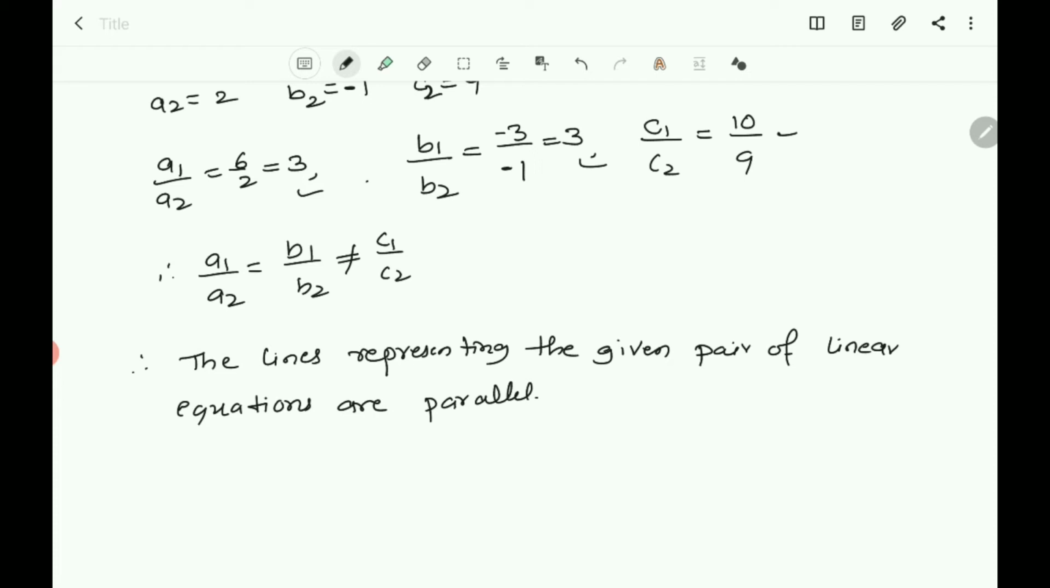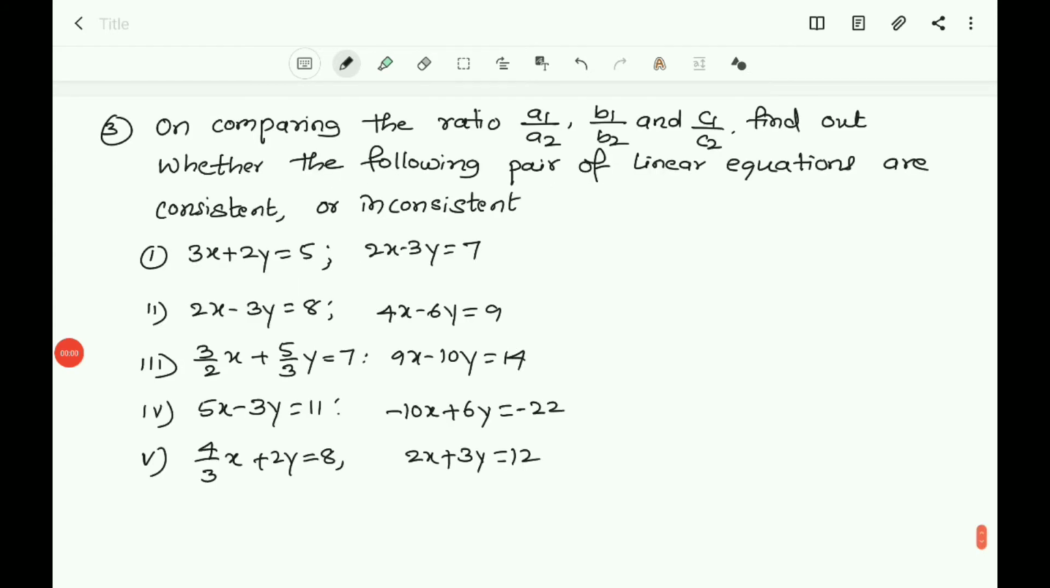As a1 by a2 is equal to b1 by b2 and not equal to c1 by c2, the lines are parallel. In this way, you got the solution. Now, let us come to the third main.